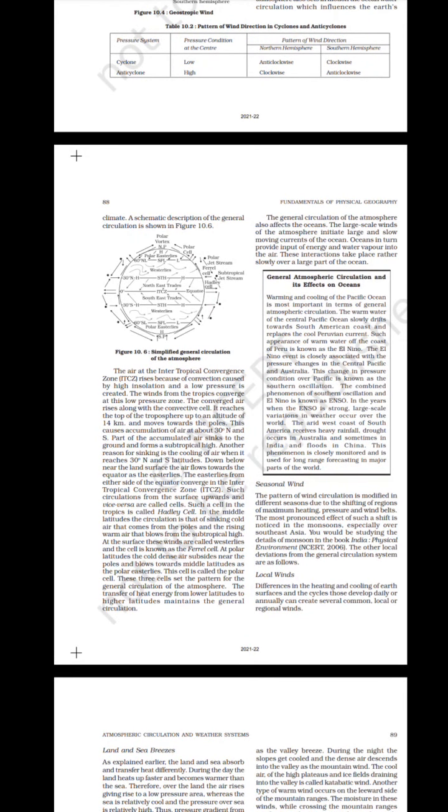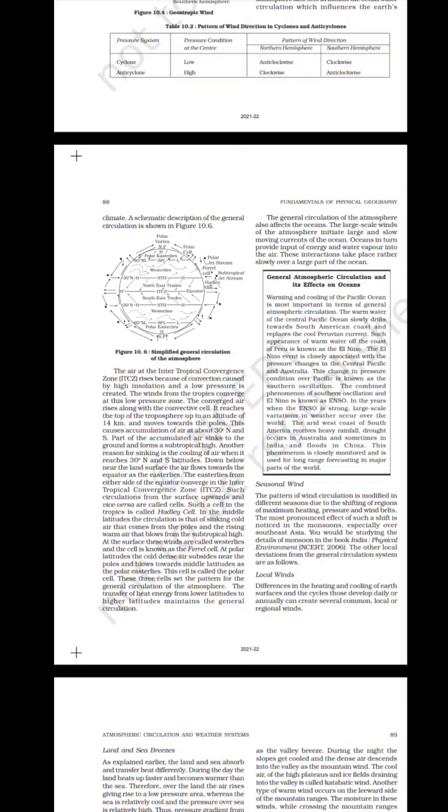Take a look at figure 10.6, simplified general circulation of the atmosphere. The air at the intertropical convergence zone (ITCZ) rises because of convection caused by high insolation and a low pressure is created. The winds from the tropics converge at this low pressure zone. The converged air rises along with the convective cell. It reaches the top of the troposphere up to an altitude of 14 km and moves towards the poles. This causes accumulation of air at about 30 degrees north and south. Part of the accumulated air sinks to the ground and forms a subtropical high.